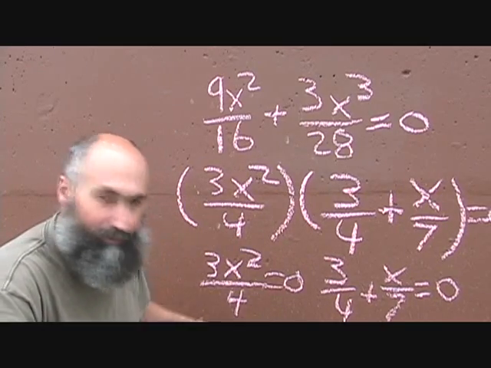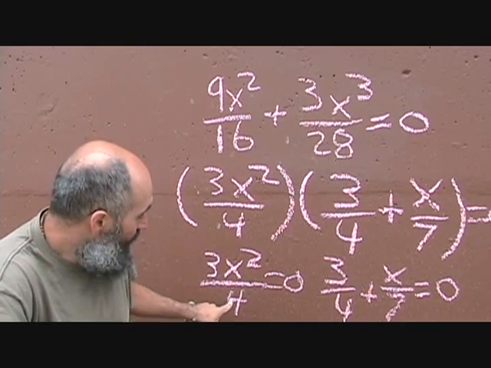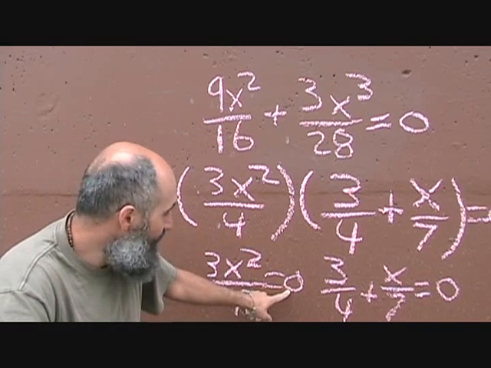Now, I've run out of room. This one's just going to be straightforward. You cross multiply the 4 up. 4 times 0 is 0.